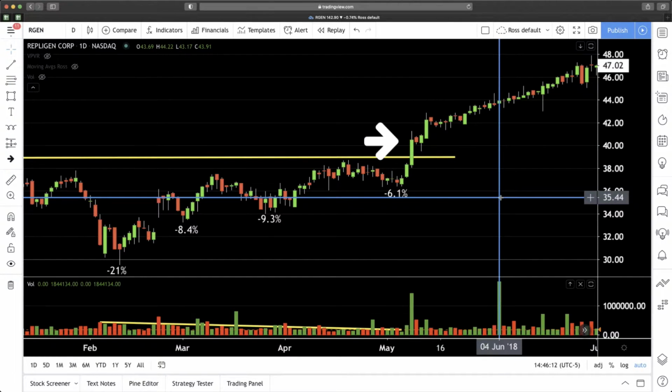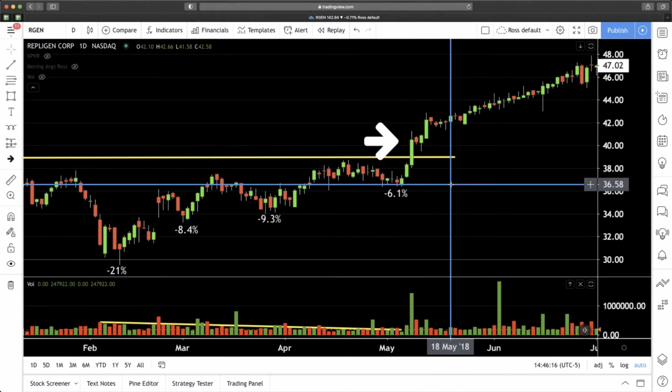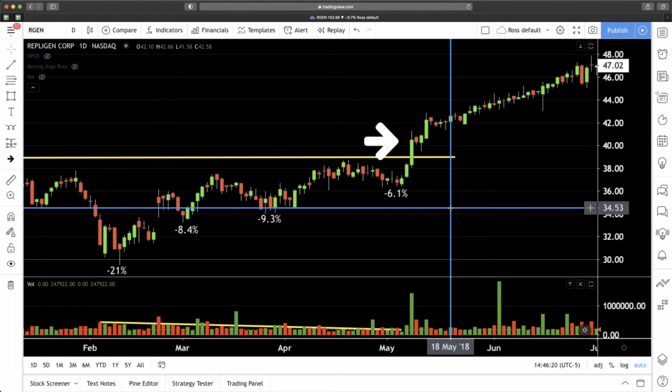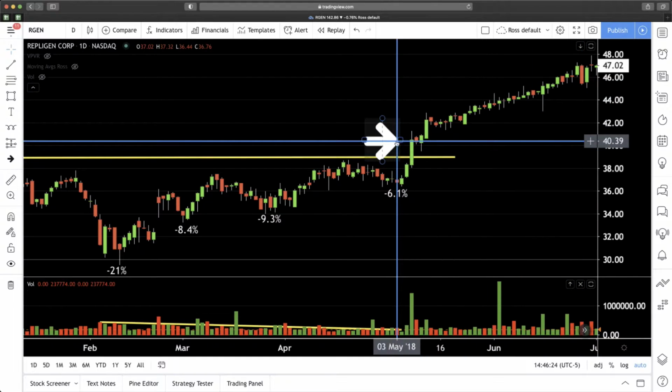You'd either buy it while it's breaking out if you feel good about it, or wait, make sure it closes and buy the next day right here at 40.5. All right, that's when you'd be in the stock. That's a textbook breakout. And then look how nicely the stock trends higher after.